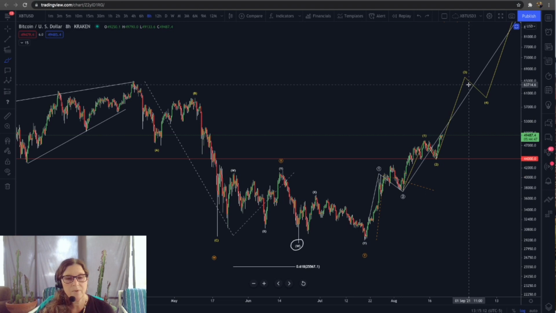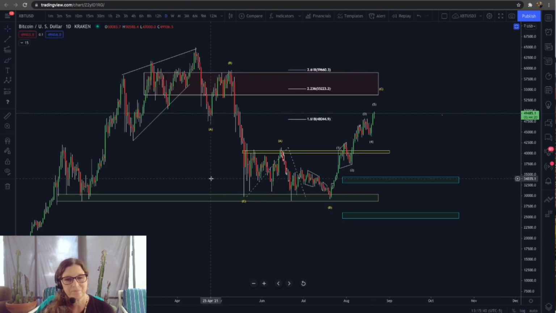Can this count happen? And I be incorrect about this down here? Of course it can. That's why I'm showing it to you. And I'm showing you the invalidation point. But I'm also showing you why I'm not particularly leaning this way. And I hope this cleared up the questions that were asked. Okay, let's move on to the other counts.